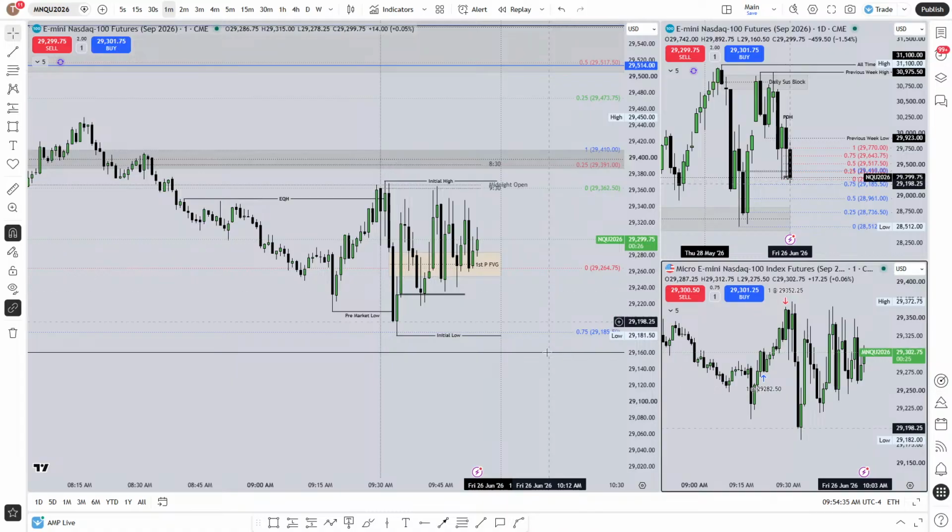I might even end it at a little bit after 10 if it doesn't do anything here. This is like watching paint dry.